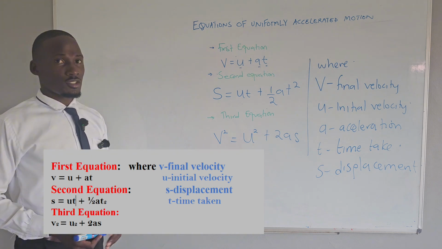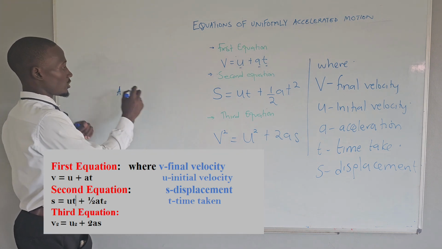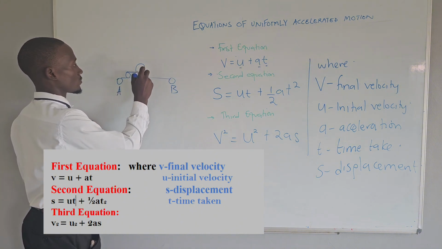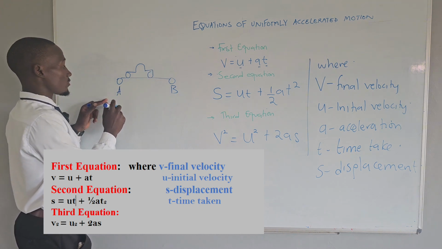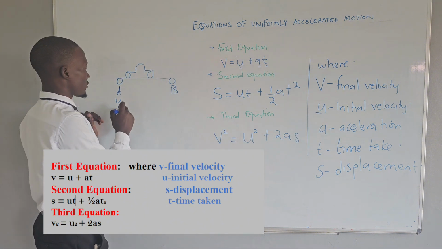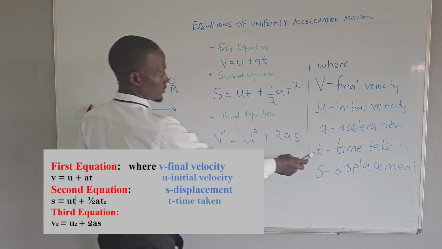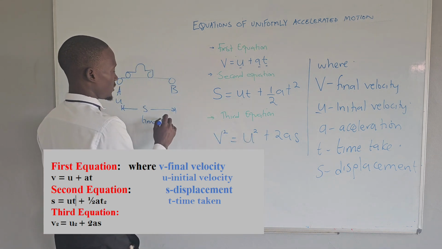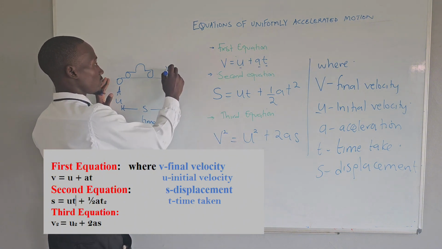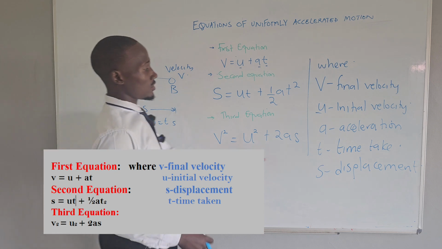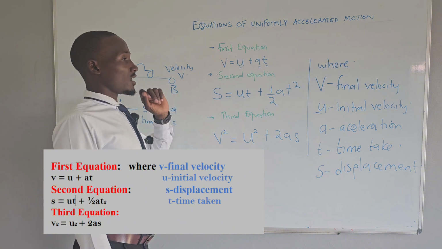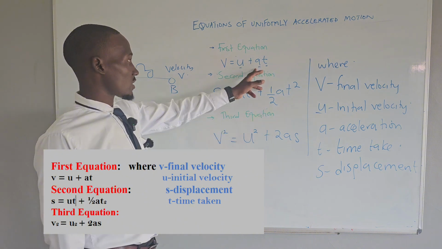Now, if a body, let's assume a car, moves from point A to point B, so if it starts at this point with a velocity u as its initial velocity and then covers a distance of s in a time t seconds up to obtaining a velocity v, which is the final velocity, then we say that the final velocity is related to the initial velocity, acceleration, and t.